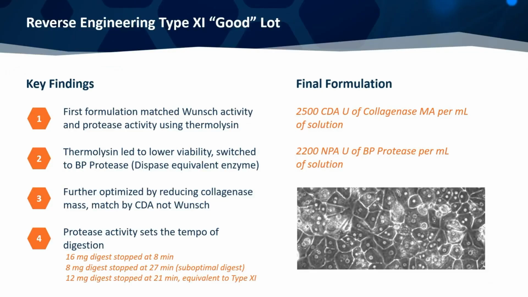And when we tried to adjust the protease activity, we found, interestingly enough, we started at 16 milligrams, and the digest stopped at 8 minutes, way too fast. We cut it in half to 8 milligrams, too long. It's the Goldilocks principle, and around 12 milligrams it worked just right. So the final formulation was 2,500 CDA units of collagenase MA and 2,200 neutral protease activity units of BP protease per mL of enzyme solution that was used in human hepatocyte isolations.